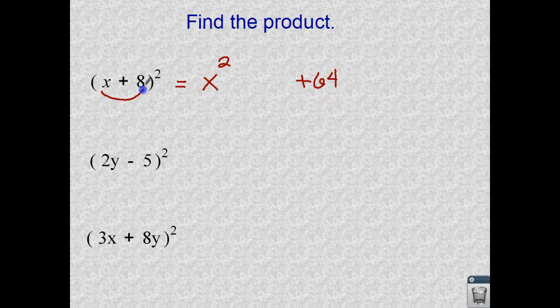Now let's multiply it. Well, that 8 times x is 8x. And if I were to double 8x's, I would have 16x's. Final answer. The second one, square the first.